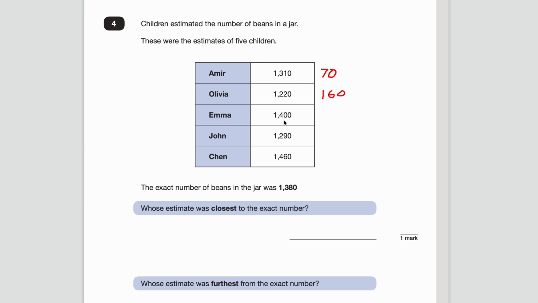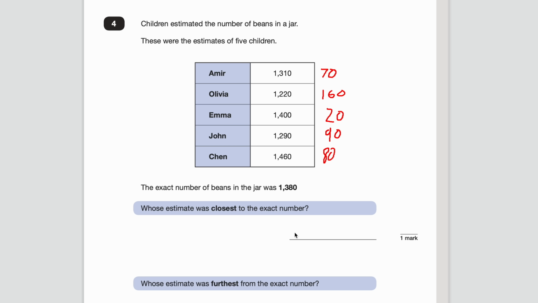Emma was 1,400, which the difference between those two is only 20. So that's the closest so far. John, 1,290. The difference between those two numbers is 90. So he was 90 off. And Chen guessed 1,460. And the difference there is 80. So the closest person was Emma. She was only 20 off.